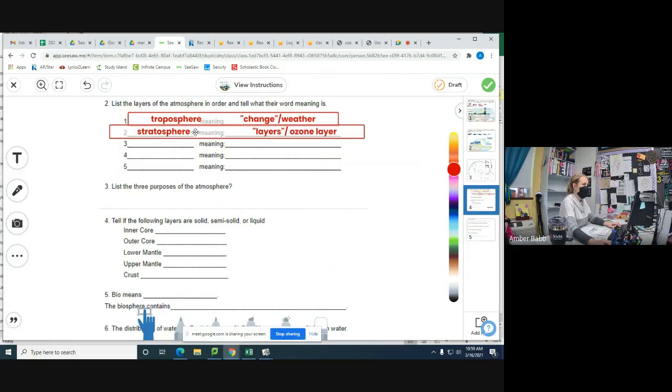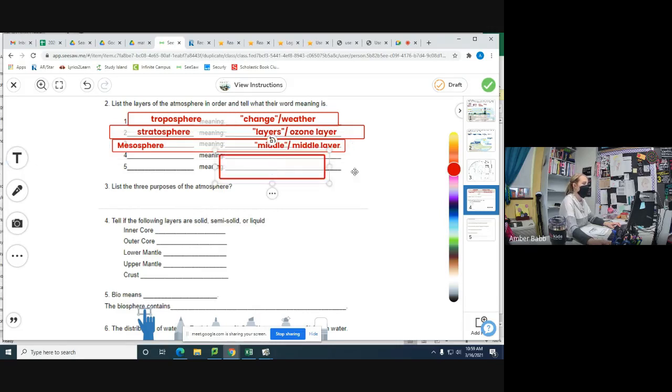Now, mesosphere. Hang on, let me catch up. All right, let me make a big old box. You should just write mesosphere. All right, mesosphere. Think about music. What does meso mean? Moderate or middle? Middle layer. Why do we call this meso? Because it is the middle layer. The thermal means heat.